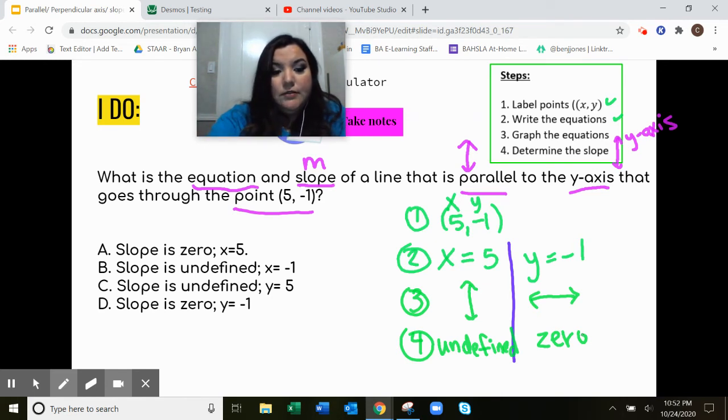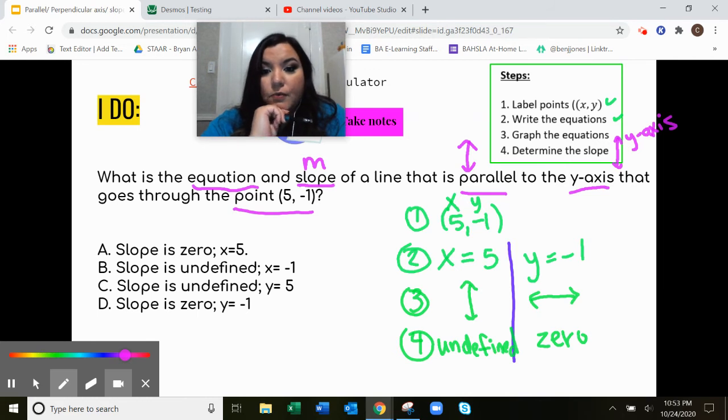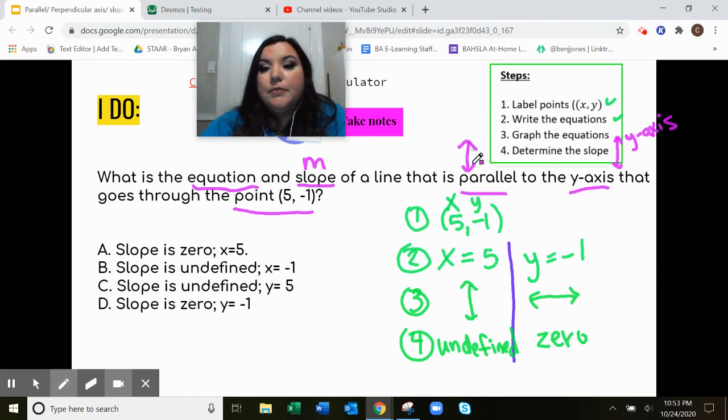All right, so now let's determine which equation and slope we're going to have. Again, we're looking for the parallel line, that is the line that is going up and down. And so we're going to circle this portion here. And so we see that our equation is x equals 5 and our slope is undefined.